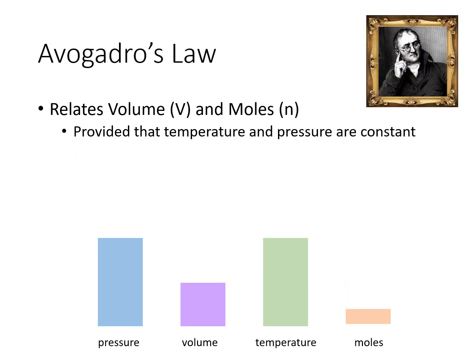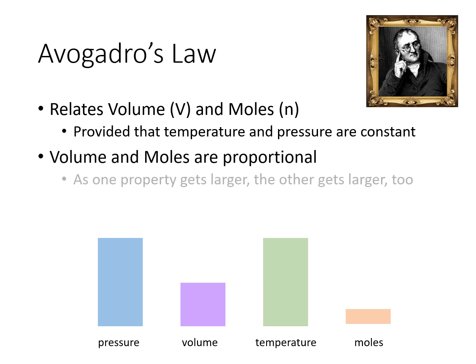In addition to hanging out at his castle and figuring out how to weigh gas and coming up with this famous number, Avogadro's research showed us that there's a relationship between volume and moles, provided that the pressure of the system remains the same as does the temperature. As a result of his work, we know that volume and moles have a proportional relationship, meaning that as one property gets larger, the other gets larger too. And we could write a statement like this.